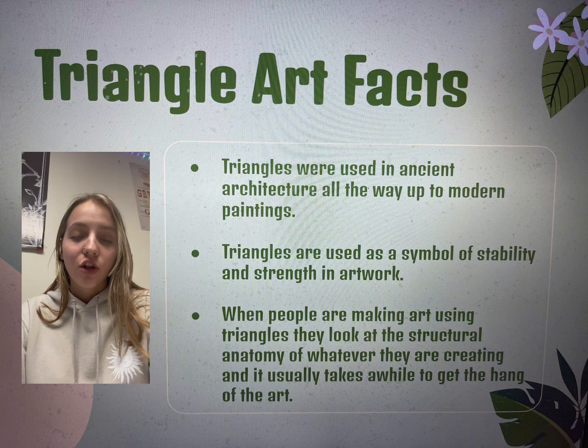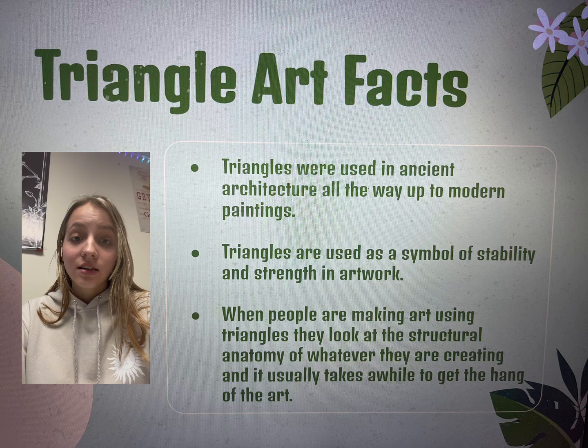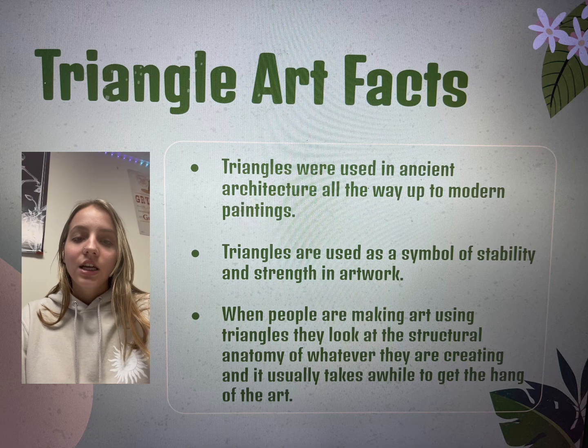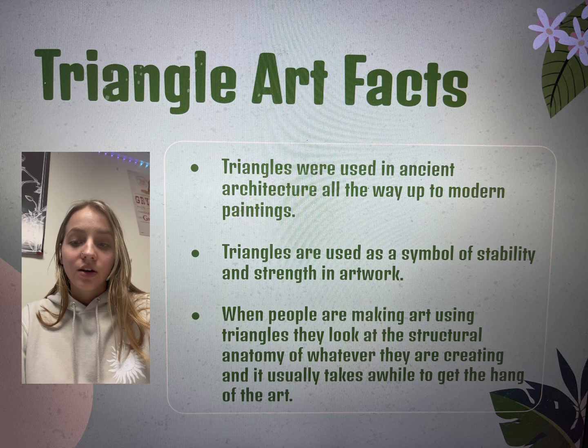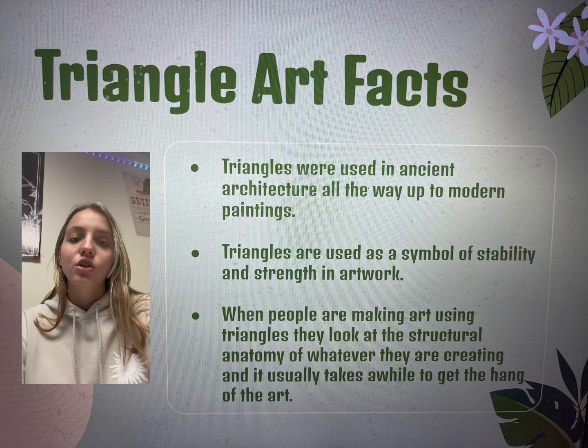Next up, we have some facts about art using triangles. Number one is that triangles were used in ancient architecture all the way up to modern paintings. Two is that triangles are used as a sign of stability and strength in artwork. And number three is when people are making art out of triangles, they usually look for a structural anatomy in whatever they're creating, and it usually takes a long time to get the hang of using triangles in art.